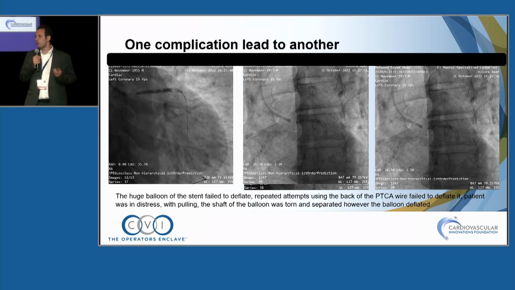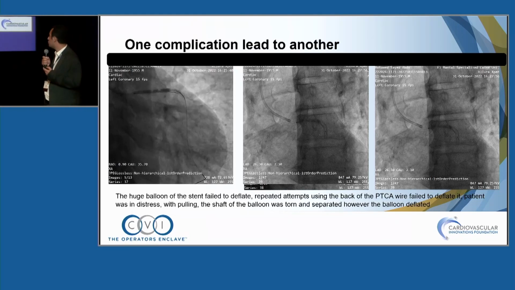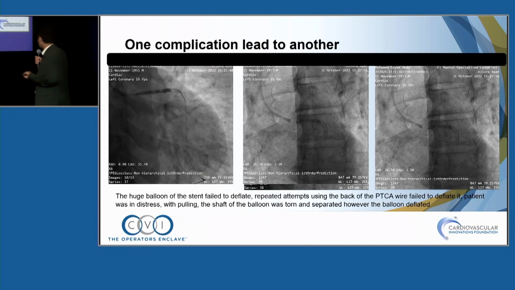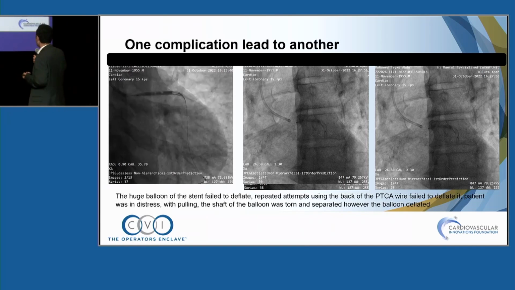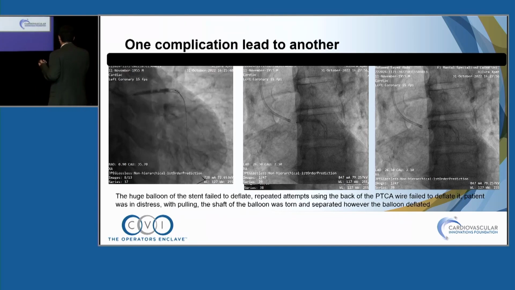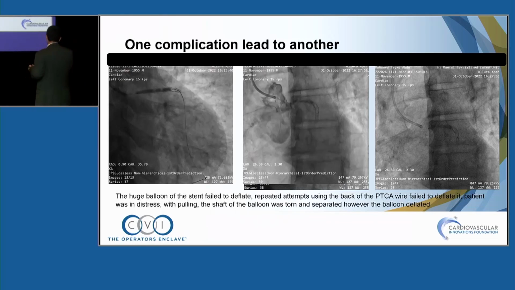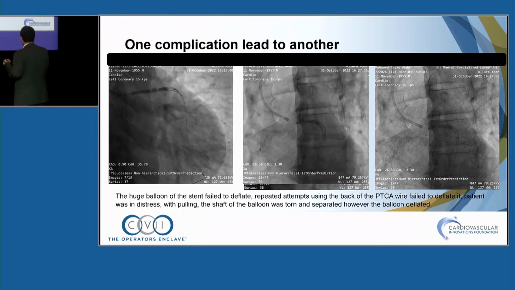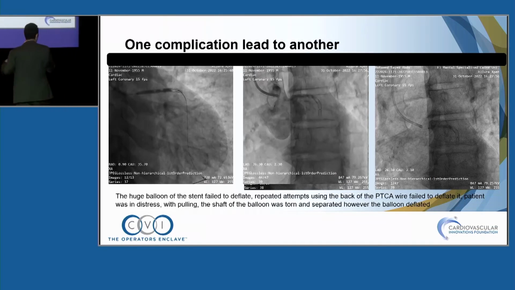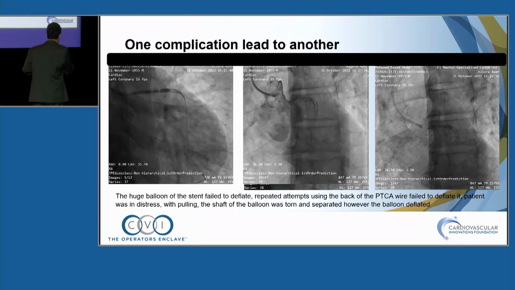The patient was crashing, severe chest pain. I tried the back of the wire, nothing worked. So I know you have to resist your instincts to pull, but actually I pulled and the balloon shaft was torn, but it deflated. And now I am left with a torn balloon inside the left main.